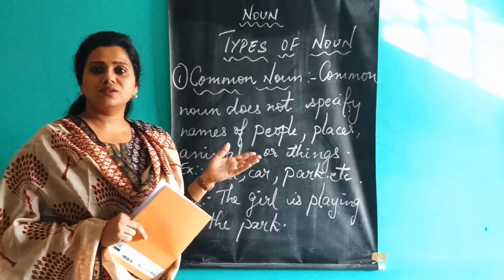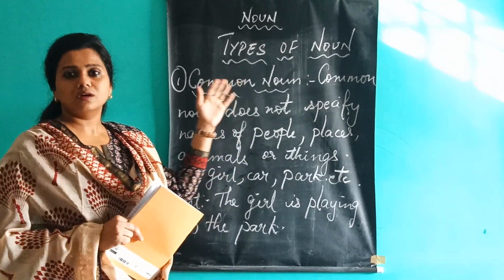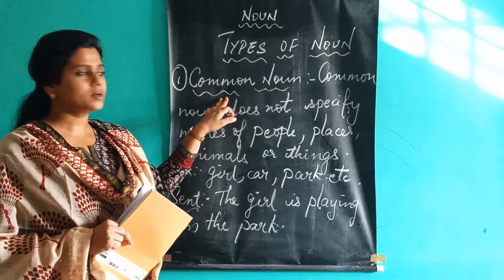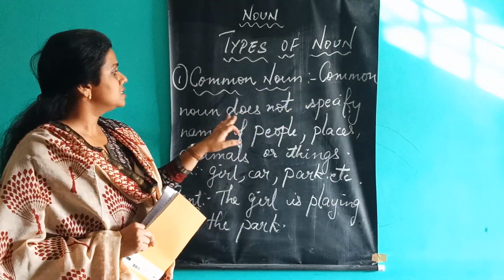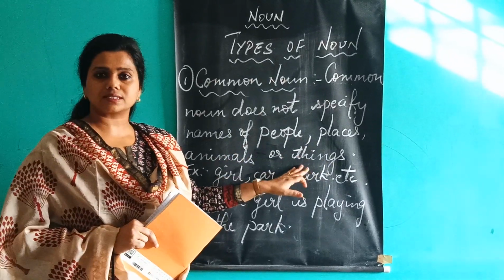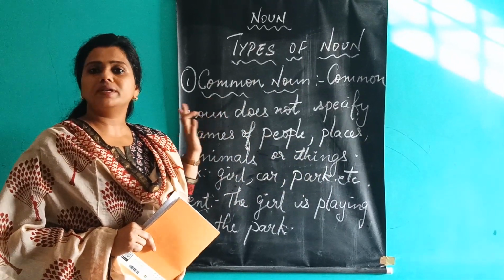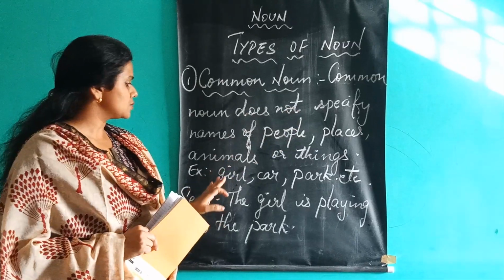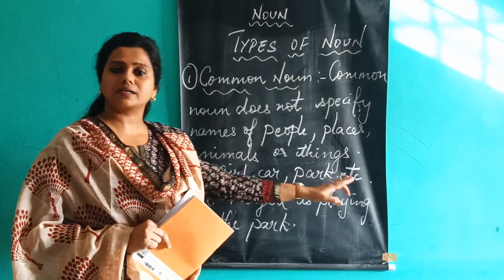Okay, now further we will learn about the types of noun. First of all, we learn about common noun. Common noun does not specify names of people, places, animals or things. It is only common names of people, places, animals or things. For example, girl, car, park, etc.